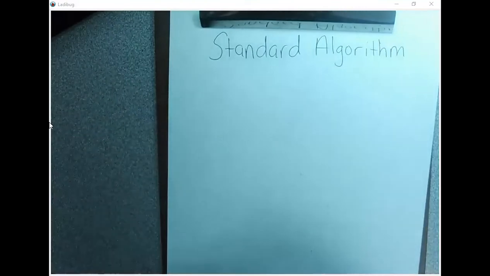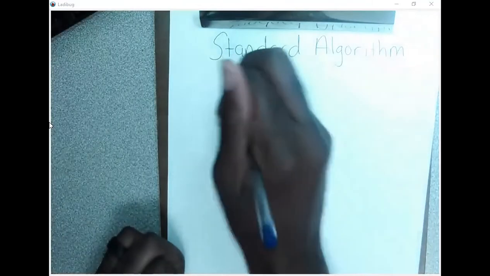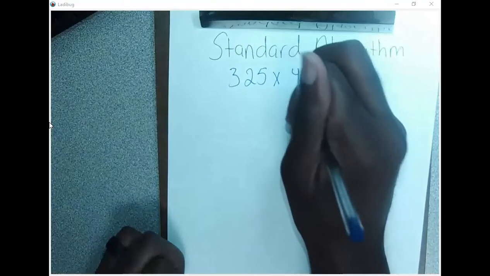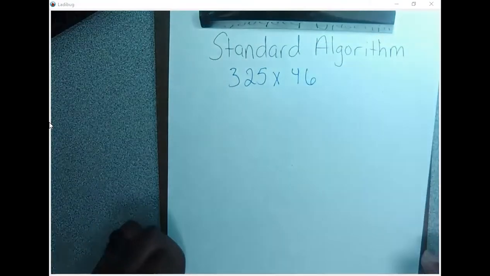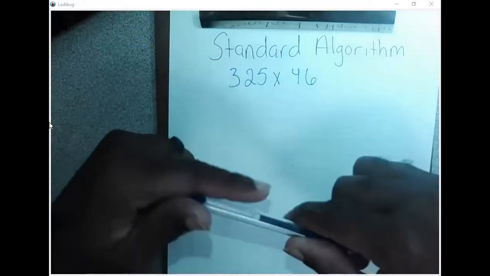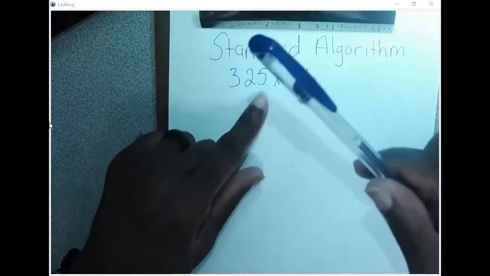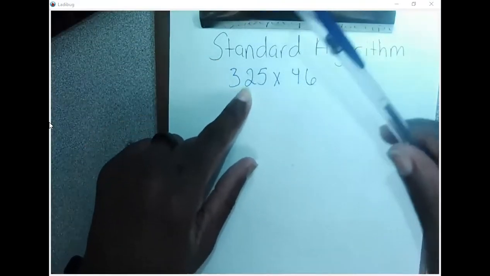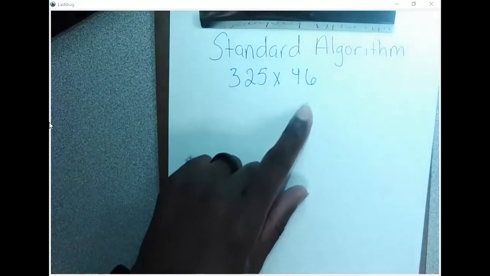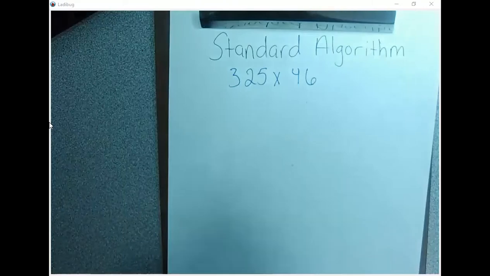For example, we're going to work with the problem 325 times 46. All right. So when I go to work this problem out, I'm going to line it up vertically. I'm going to put my bigger number on top, my smaller number right there beneath it. So it'll look something like this.